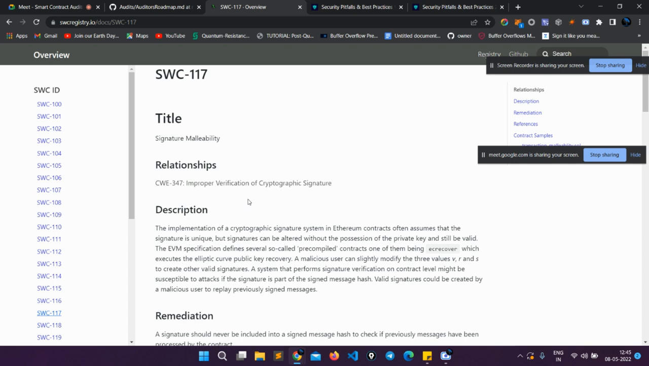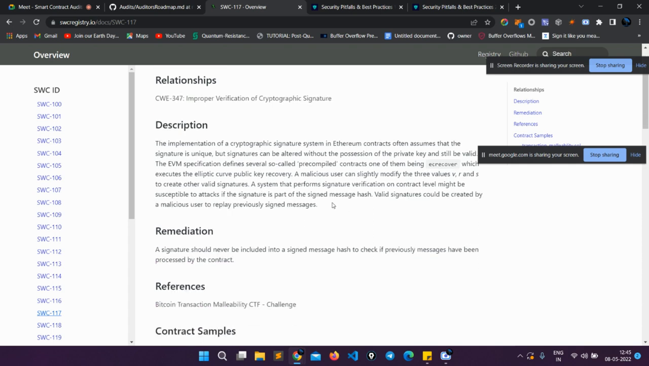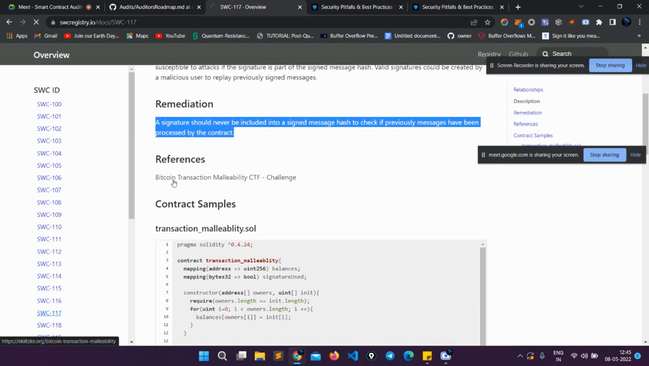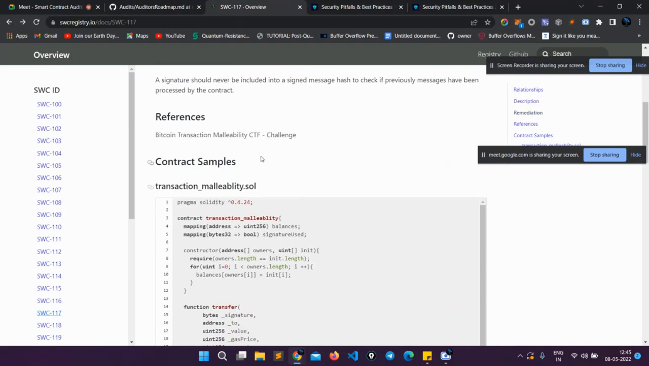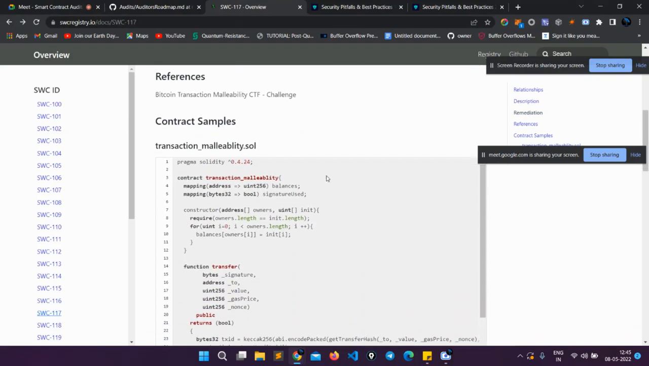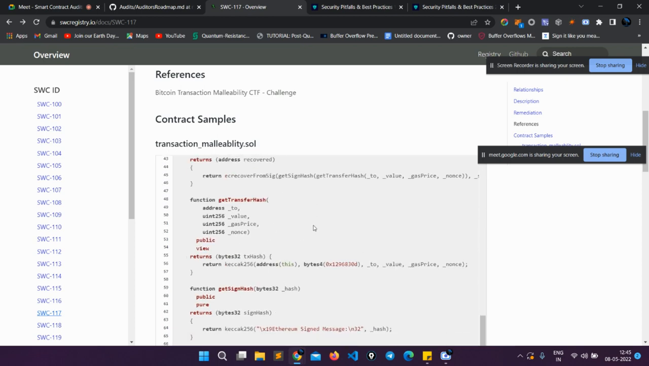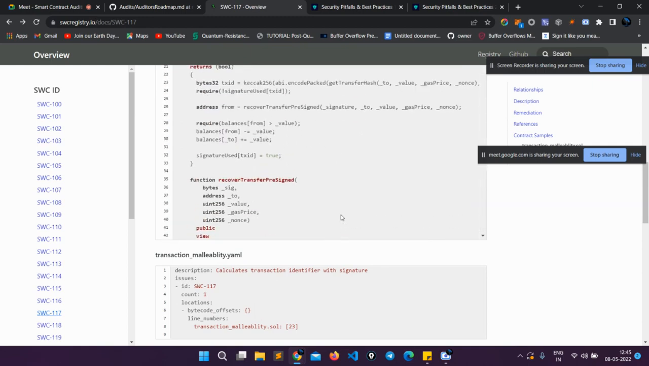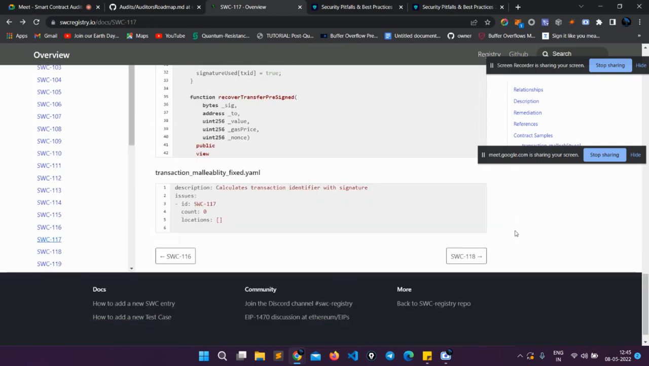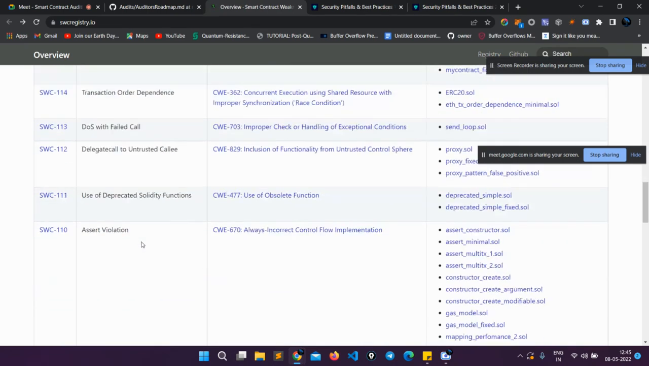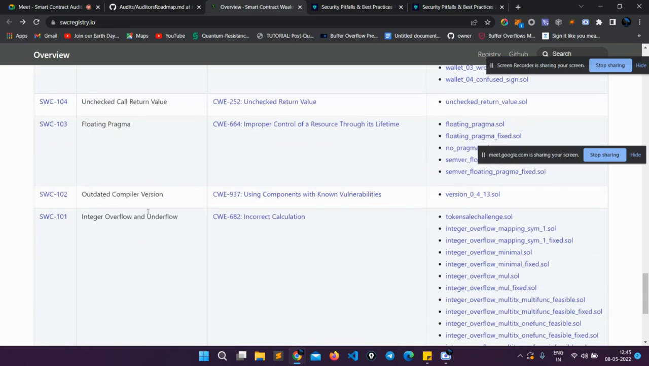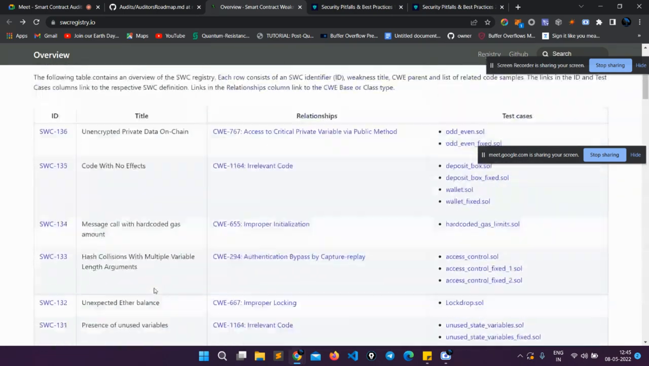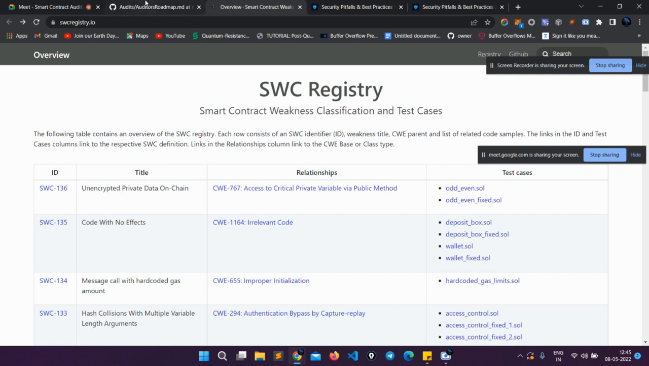So it actually gives you all the information, right? What is the bug all about? What could be a remediation? Any references, right? It covers a CTF challenge as a reference. And there are some examples, right? Examples of a vulnerable contract where you can observe this kind of behavior. So this is very helpful for you to understand different kinds of vectors, vulnerable implementations and stuff like that, so you can go ahead and learn from it.